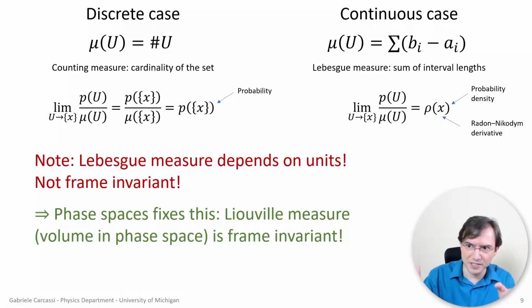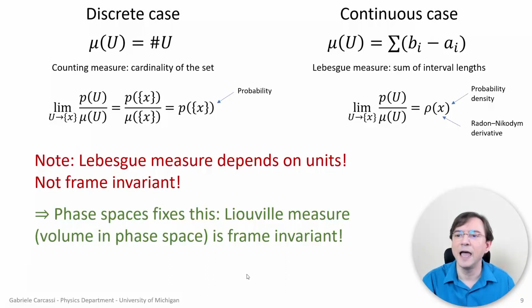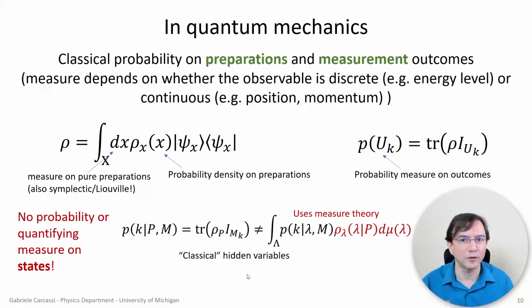So again, this is the discrete case of classical mechanics. This is the continuous case in classical mechanics. And how does this work in quantum mechanics?